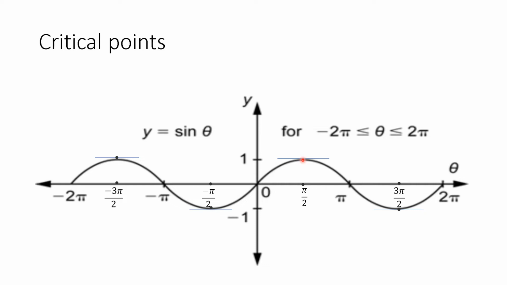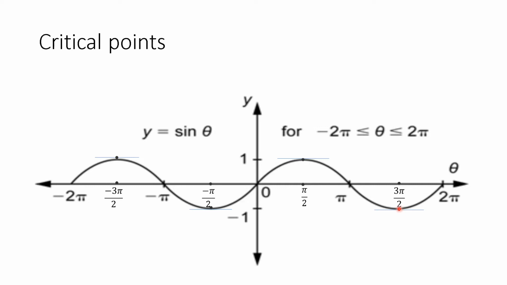Next, see here. From pi by 2 to 3 pi by 2, the function is monotonically decreasing. If you take any point in between pi by 2 and 3 pi by 2, except the points pi by 2, pi and 3 pi by 2, you will see the negative slope, isn't it? Negative slope. f dash of x is less than 0 means the function is monotonically decreasing.